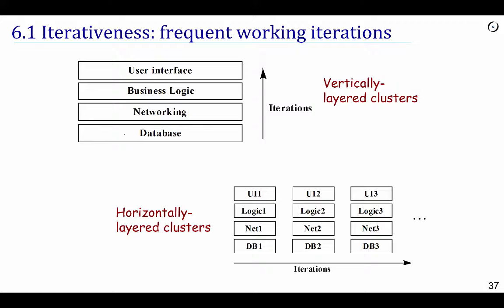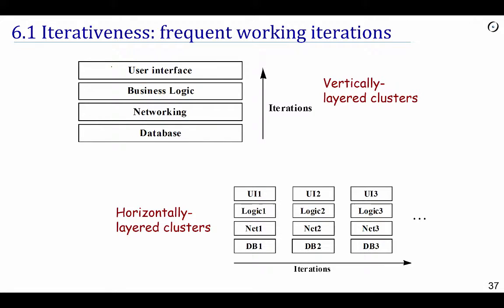So we start maybe with a database, then we move on to the networking, then we move on to the business logic. Business logic means what the program actually does, whatever it is, managing accounts for a bank, managing documents for a text processing system, and so on. And then we move on to the user interface. So that's one way of working iteratively, and it's not what the agile view of iterative development is.